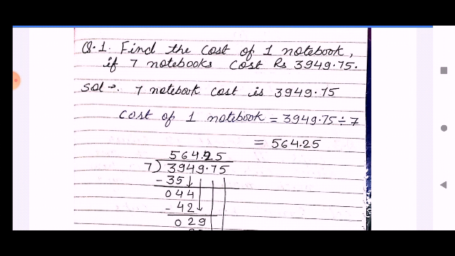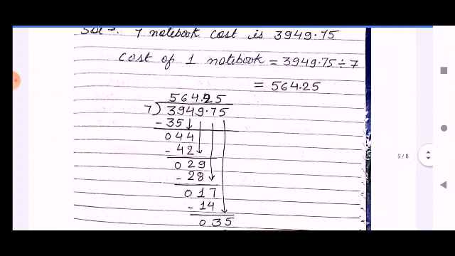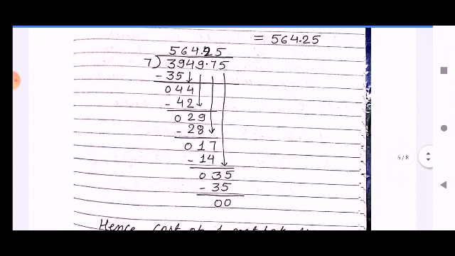The cost given here is 3949.75, so we will divide 3949.75 by 7. How will we do the division? We have to read the table of 7. First of all we read the table of 7 to find the number less than 39.